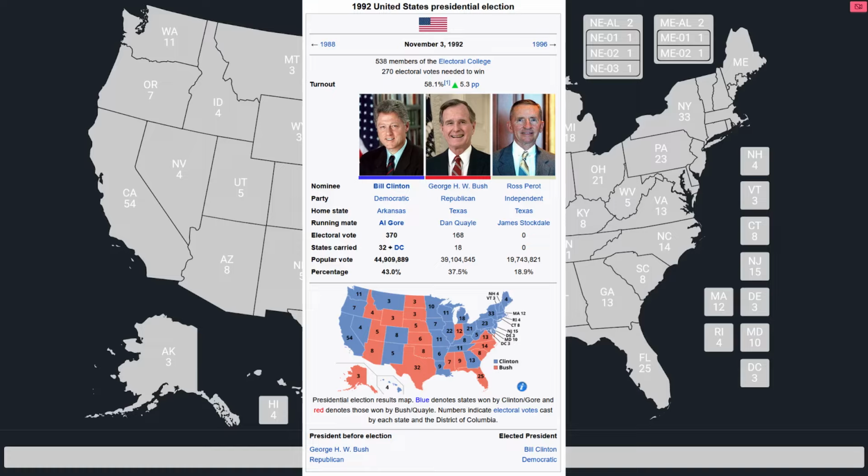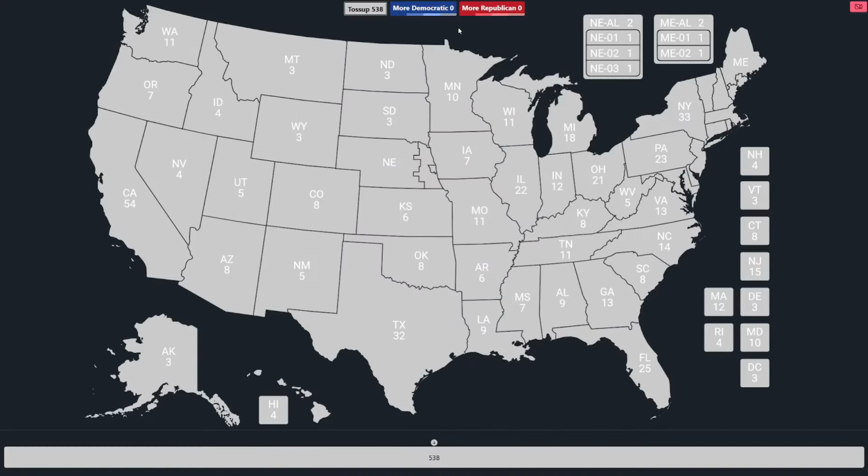So the baseline for the map today is the difference between Clinton's 43% and Bush's 37.5%. That's a 5.5% advantage for Clinton. So any state that voted for Clinton by more than that is going to be relatively bluer. Anything that voted for Clinton by less than that or for Bush is relatively redder. So let's head back onto the map.